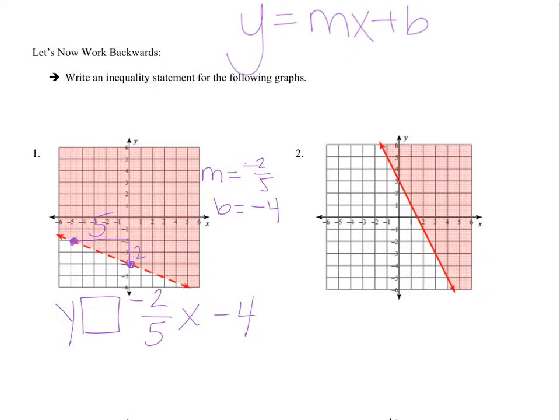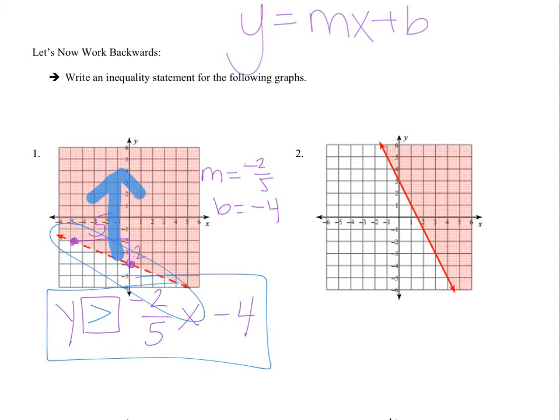Now I have to do my inequality symbol. Here's how we do it. I want you to pick a point anywhere on your line. Put your pencil on any point on your line. How am I going to get to the shaded area? Am I going to draw an up arrow or a down arrow? To get to the shaded area, I'm going to draw an up arrow. So that means my symbol is going to be greater than, or greater than or equal to. How do I know which one? Since my line down here is a dotted line, it's just greater than. So my answer is y is greater than -2 over 5x minus 4.